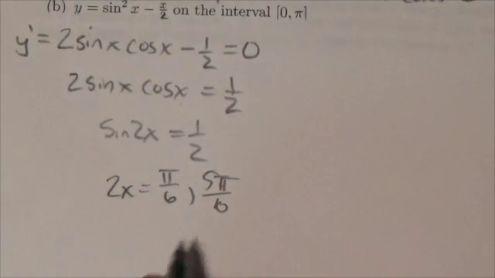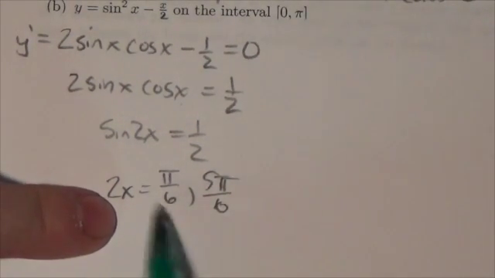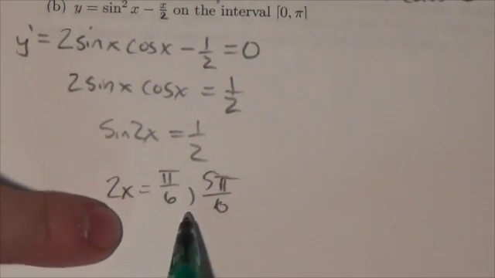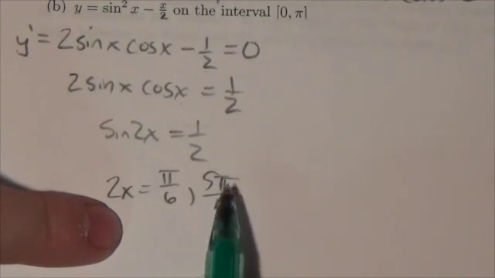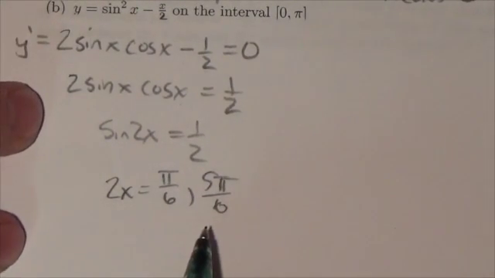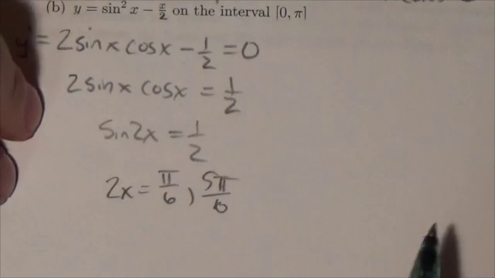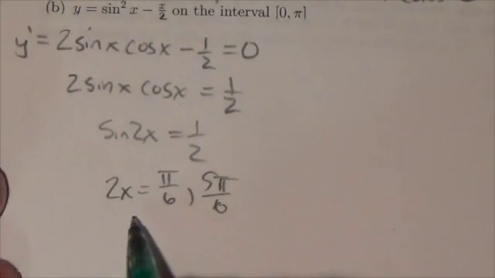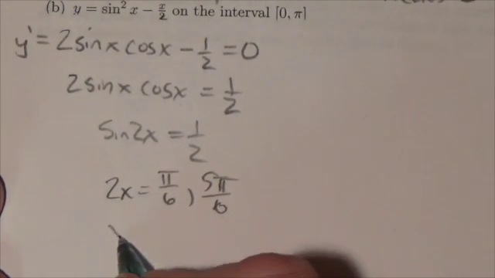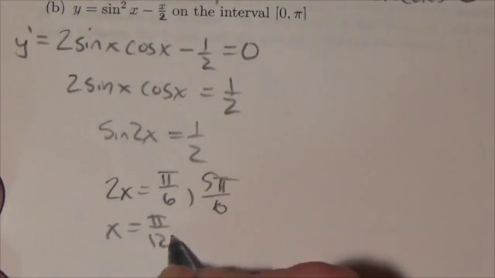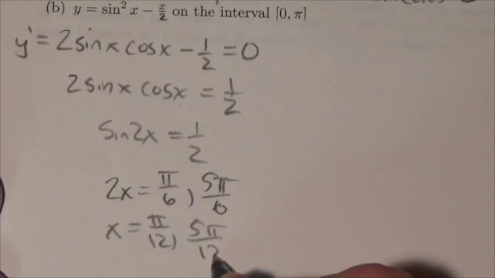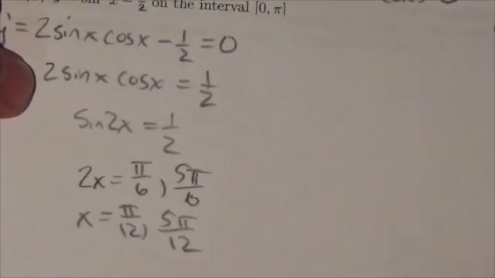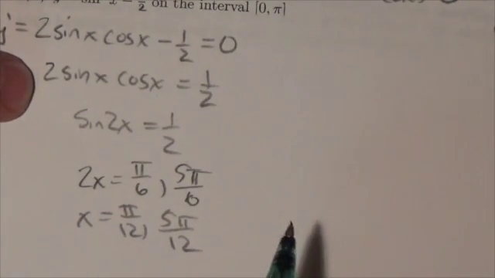Now, the next two solutions are going to be a full rotation beyond that, because of the horizontal stretch that's going to occur here. So these really will be the only two solutions that I need to concern myself with. If I divide by 2, I'm going to get x is equal to pi over 12 and 5 pi over 12.